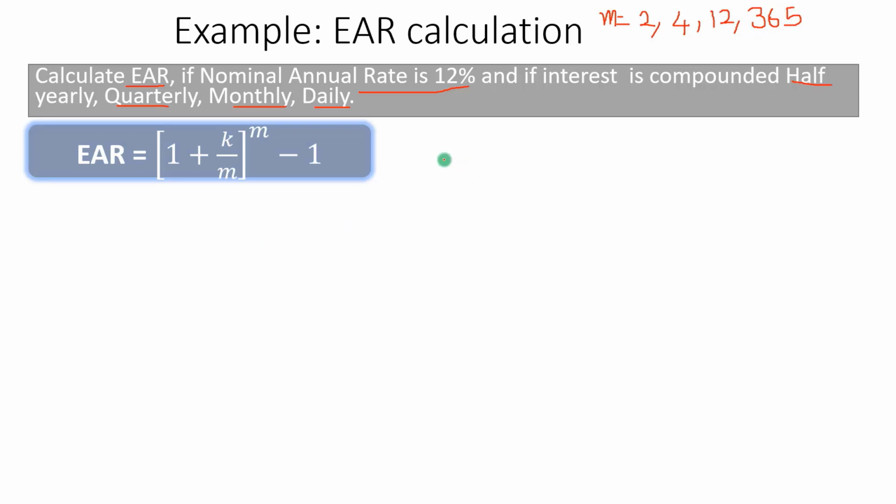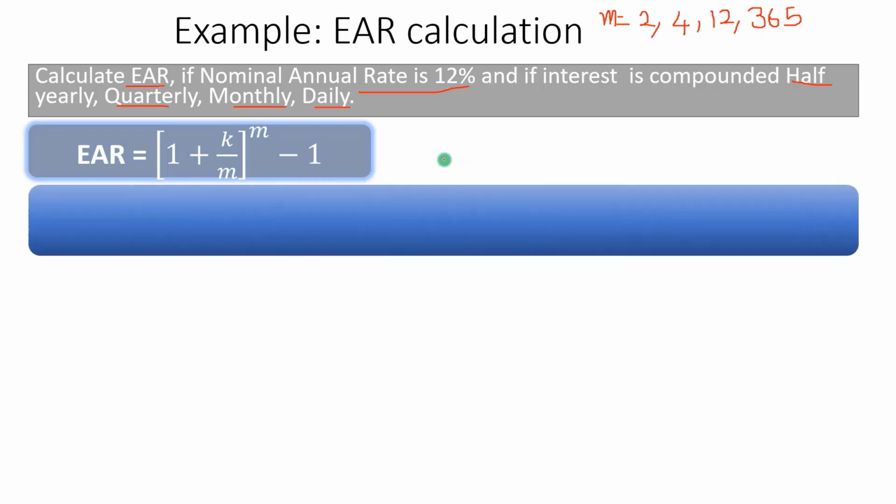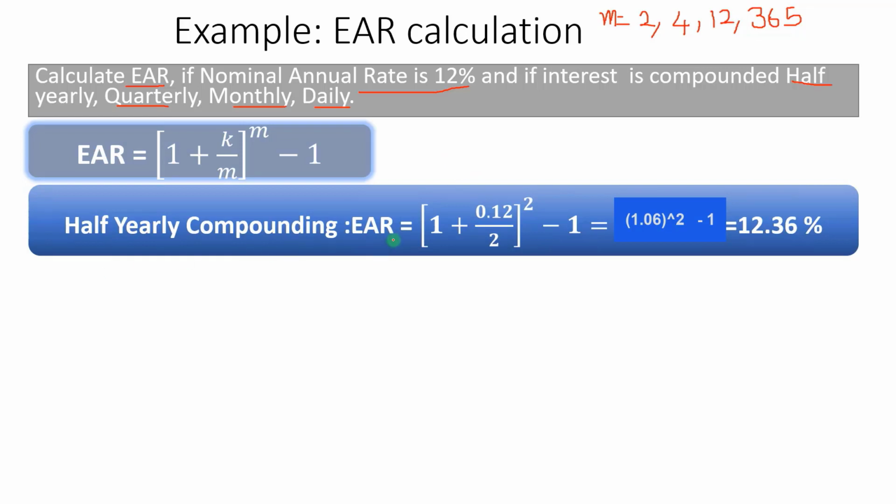Let us look at the calculation. So half yearly compounding EAR, m value is 2: 1 plus 12%, which we consider as 0.12 for the sake of calculation, divided by 2, whole to the power 2, minus 1. So in the case of half yearly compounding, the effective annual rate is 12.36%, whereas the nominal rate of interest is 12%, which means that in real terms this is the interest rate earned or paid.